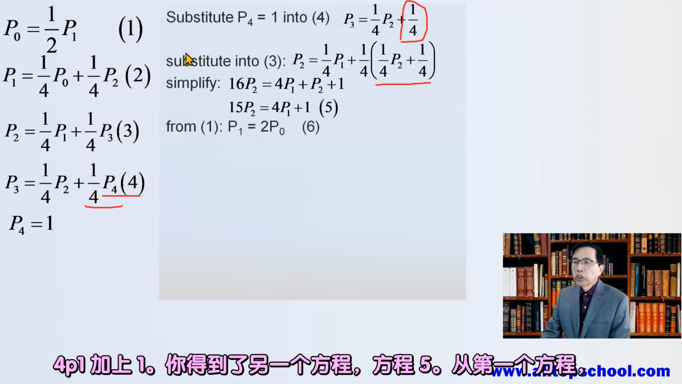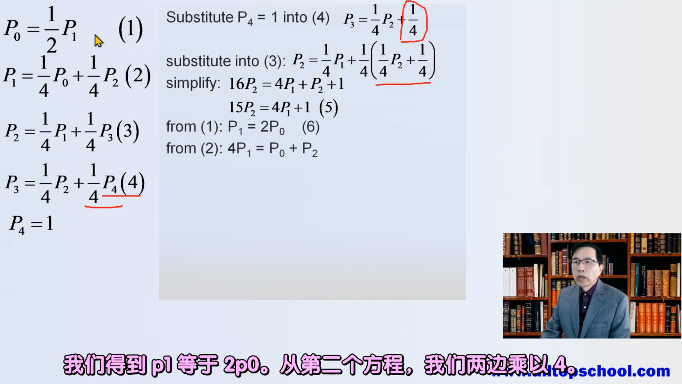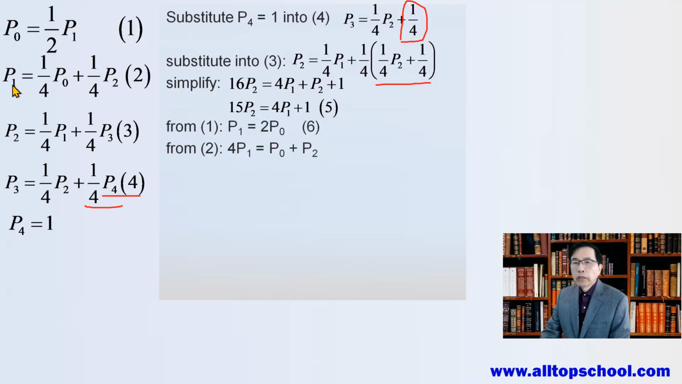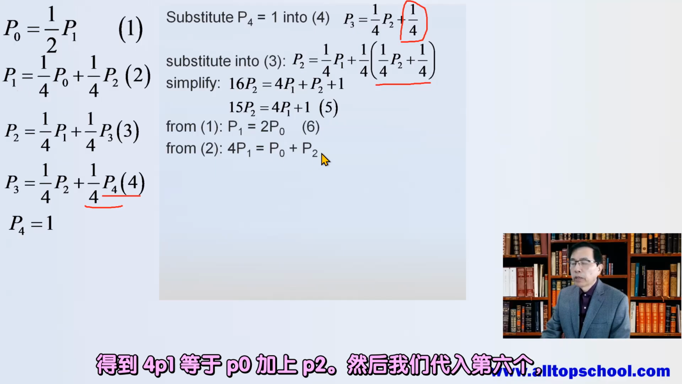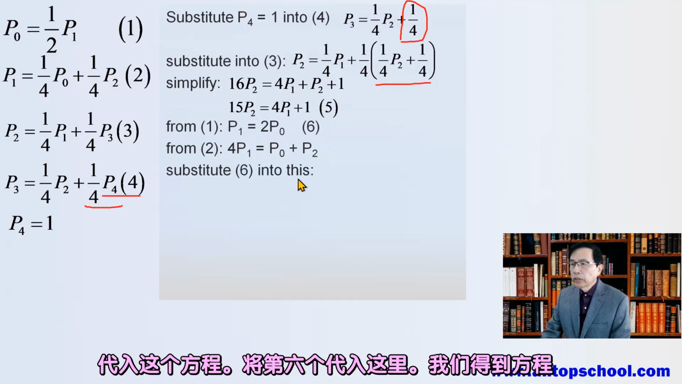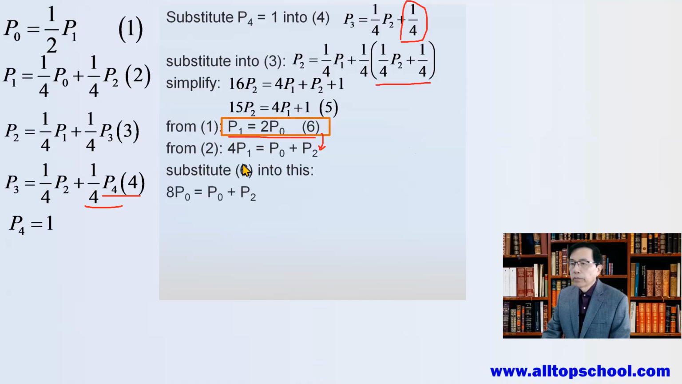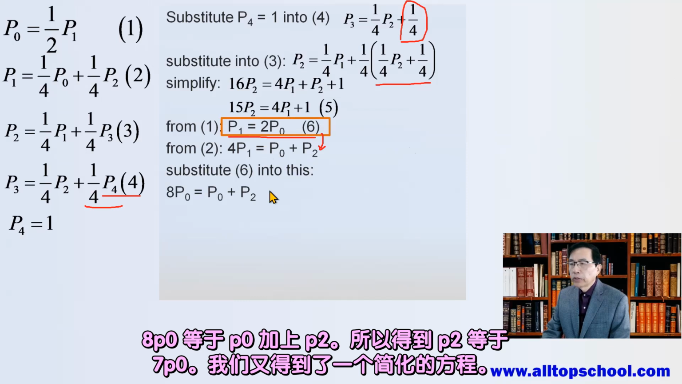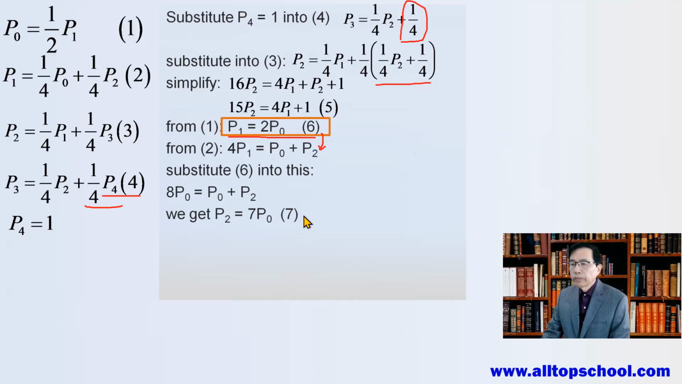From the first equation, we get P1 equals 2P0. From the second equation, we multiply by 4 and get 4P1 equals P0 plus P2. Then we substitute 6 into this equation, and we get 8P0 equals P0 plus P2. So we get P2 equals 7P0. That's another simplified equation.